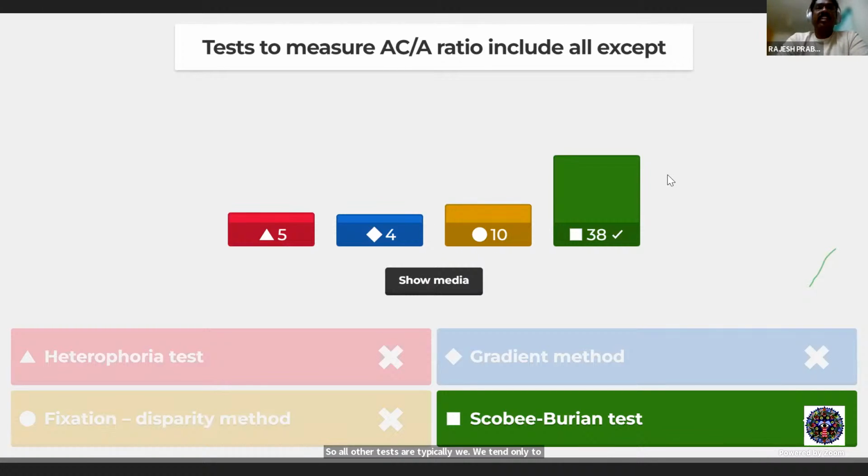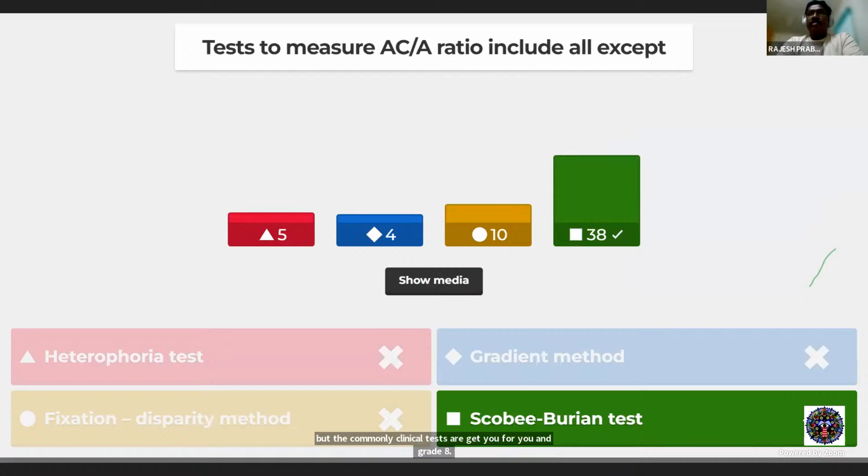There are 4 tests available for the AC/A ratio. The commonly done tests clinically are the heterophoria and gradient methods. Please read the Rosenbaum textbook where 4 methods have been described, at least from an examination point of view. You should know the names of all the 4 tests. But the commonly learned clinical tests are the heterophoria and gradient methods.